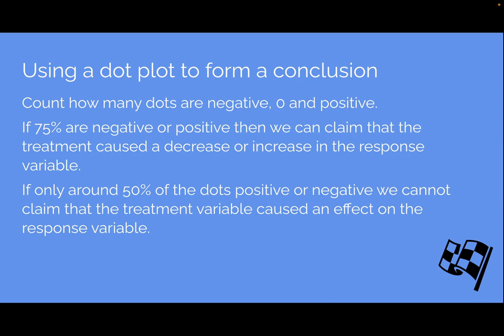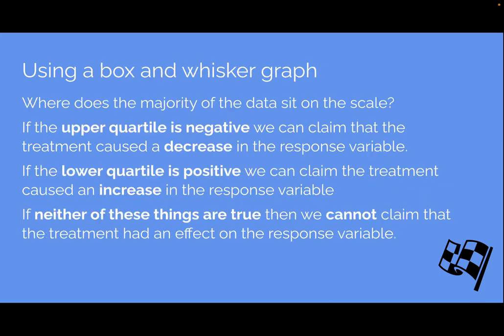The final thing that you can use to analyze and make a conclusion is your box and whisker graph. And so again, it's 75%, that's the magic number, and that's your lower and upper quartiles. So you're looking for where the majority of the data sits on the scale. If the upper quartile is negative, you can claim that the treatment caused a decrease in the response variable. But if the lower quartile is positive, you can claim that the treatment caused an increase in the response variable.